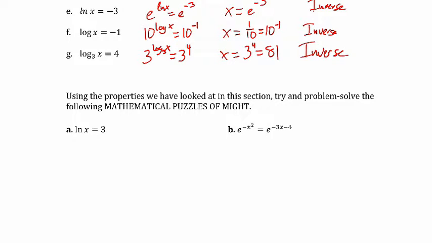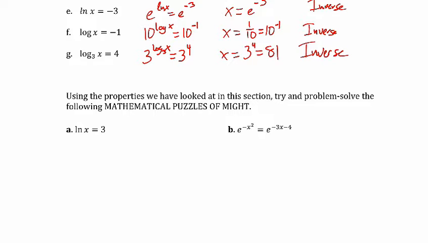Alright, now we're going to take these and apply them to actual equations. So, using the properties that we just used, especially namely the one-to-one property and inverse property, let's solve these mathematical puzzles. And this is something I stole from Mr. Fay. He called them mathematical puzzles of might. You can call them whatever you want.